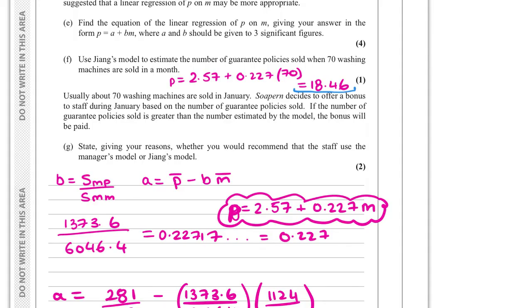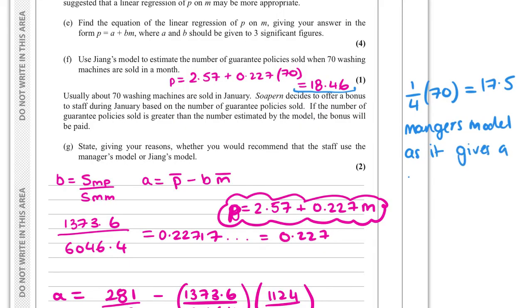For the manager's model, what that was K equals 1 quarter. Okay, so what's a quarter? So yeah, so 1 over 4 lots of 70. What's that? 17.5. So would you rather sell 18.4 to get a bonus or 17.5? Yeah, you'd rather sell the lower to get the bonus, wouldn't you? Okay, so the manager's model, as it gives a lower estimate.